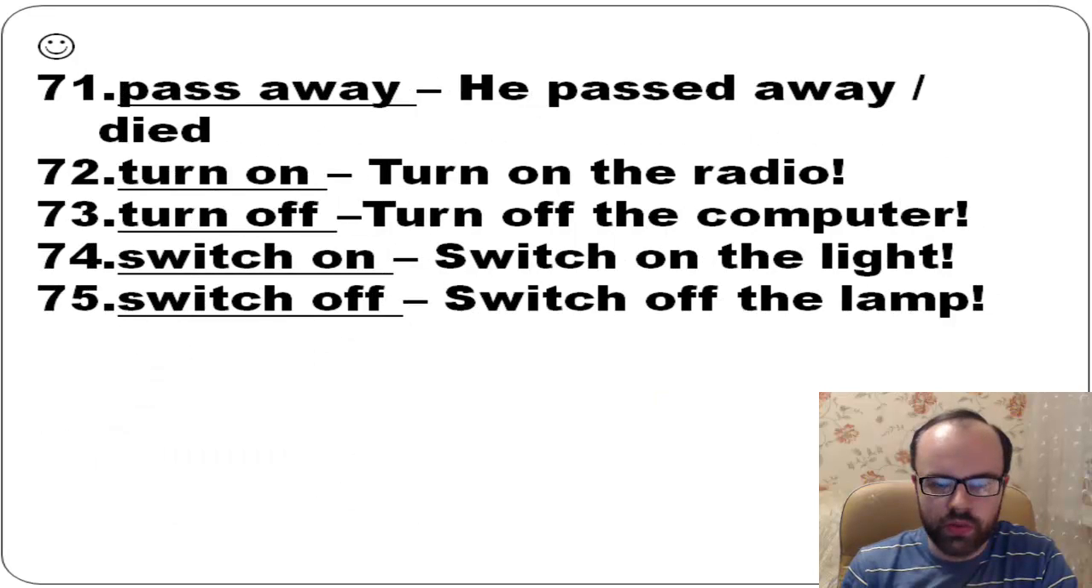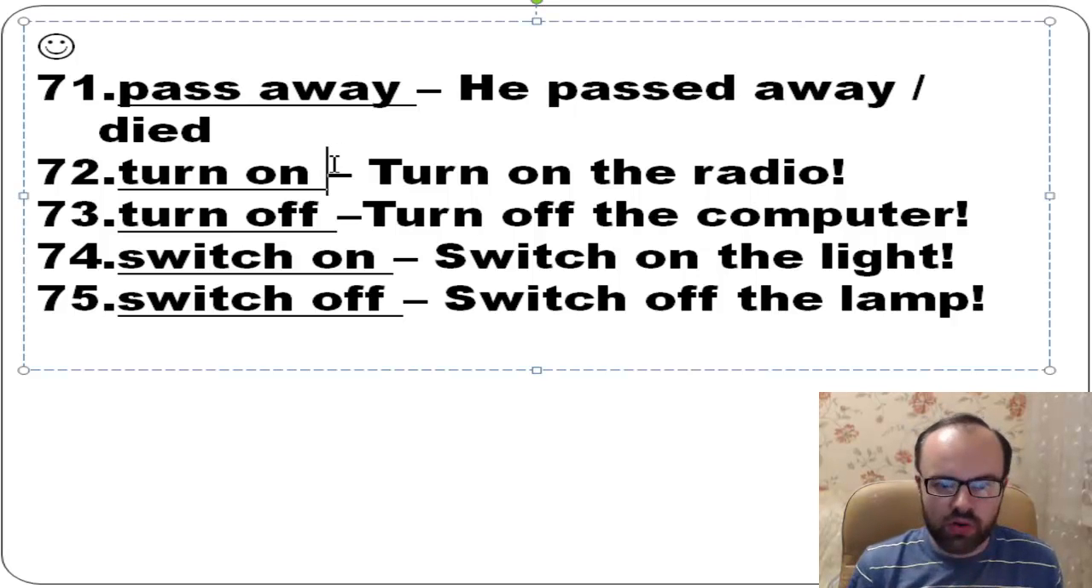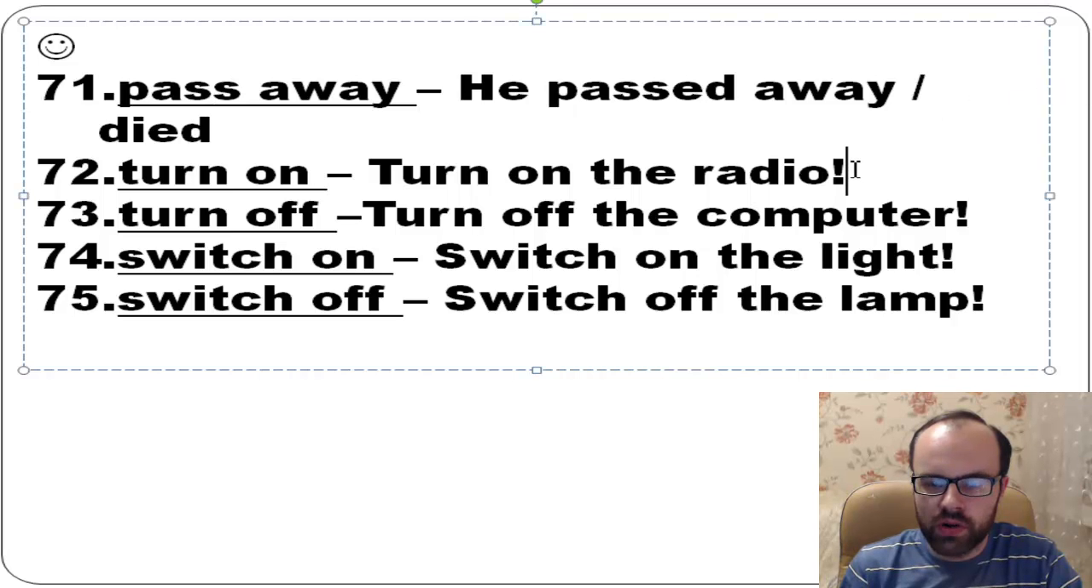Okay, so pass away. He passed away. It means he died. Turn on means turn on the radio, or switch on the radio. So my radio was off, and for example, my friend told me to turn on the radio. So he wanted to listen to it. And when you want to listen to it, you can say turn on the radio. Why can't I hear it?